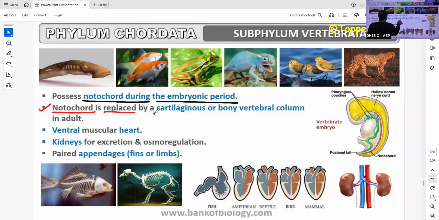Notochord is replaced by a cartilaginous or bony vertebral column. This is the vertebral column. Look at this, this is your vertebral column. Which one? This. This is your vertebral column. It is formed of either cartilage or bones. In our case, it contains mostly the bones and in between, packaging is given of cartilage. Okay? Which kind of cartilage? Which kind of cartilage in our vertebral column? Answer is fibrous cartilage. Okay?